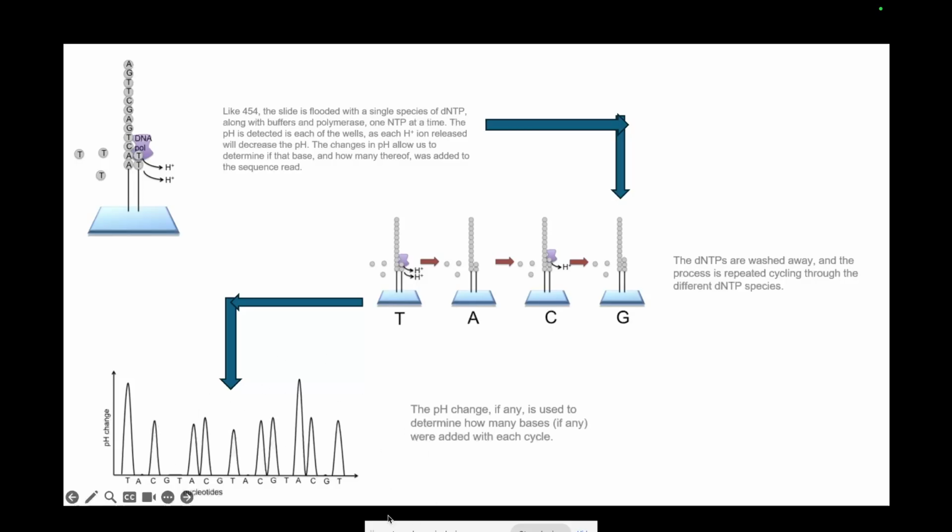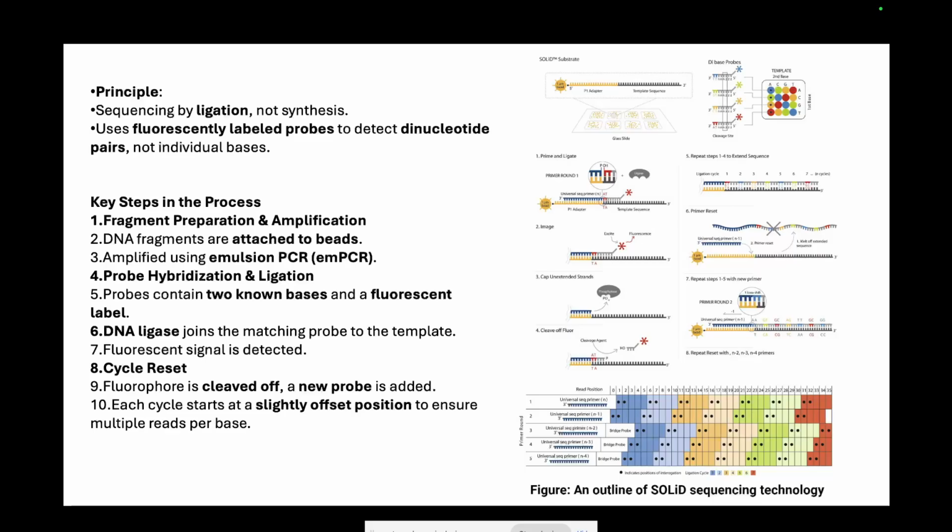So this is how the signal graph will look. You see a higher intensity of some nucleotides compared to the others. What it means is basically, at that position, multiple of these nucleotides have been added instead of one. Again, the signal intensity is proportional to the number of nucleotides added, as in the case of pyrosequencing as well. The pH change, if any, is used to determine how many bases, if any, were added in each cycle. So again, the intensity will be proportional.